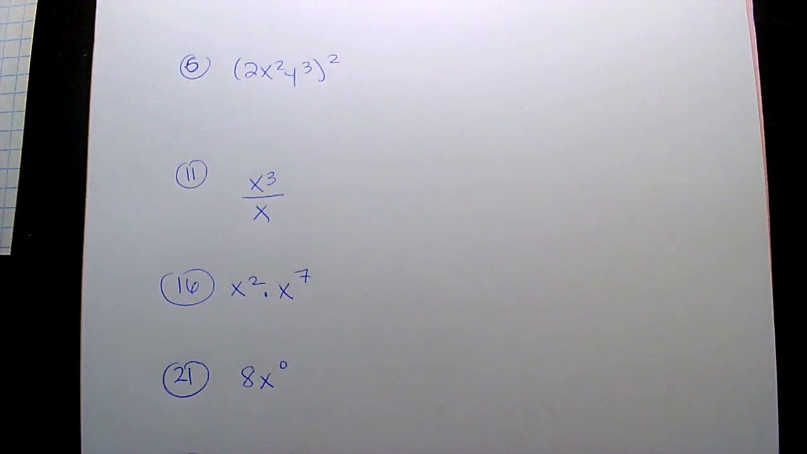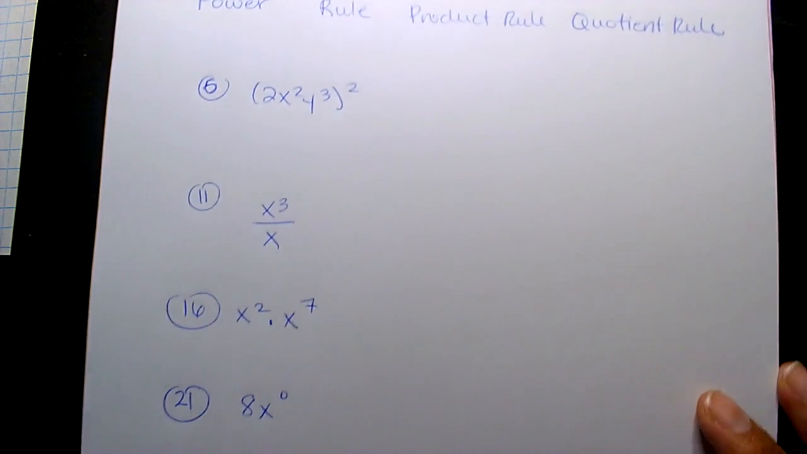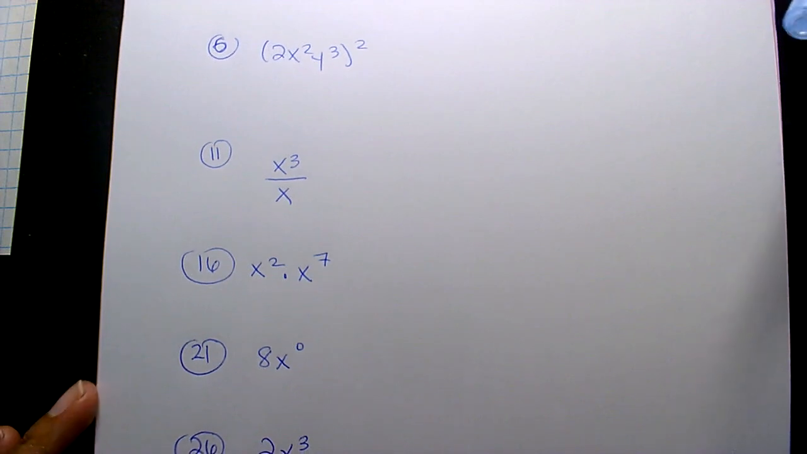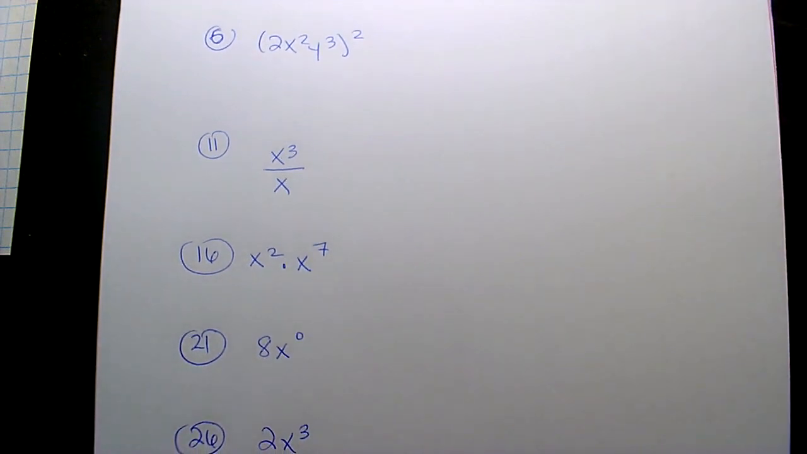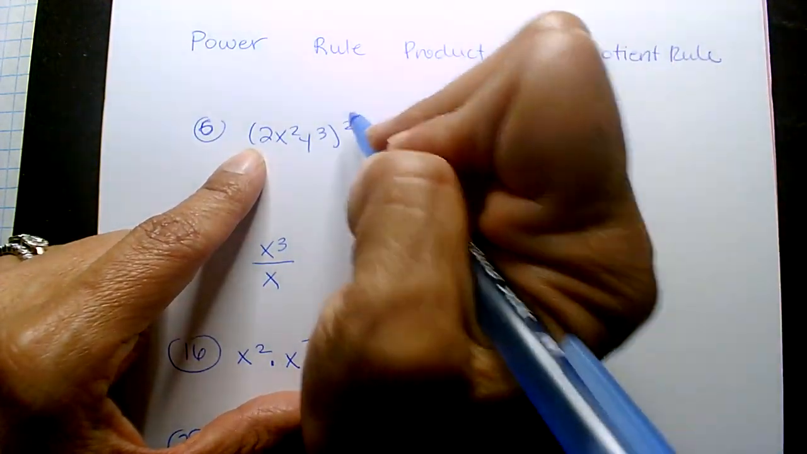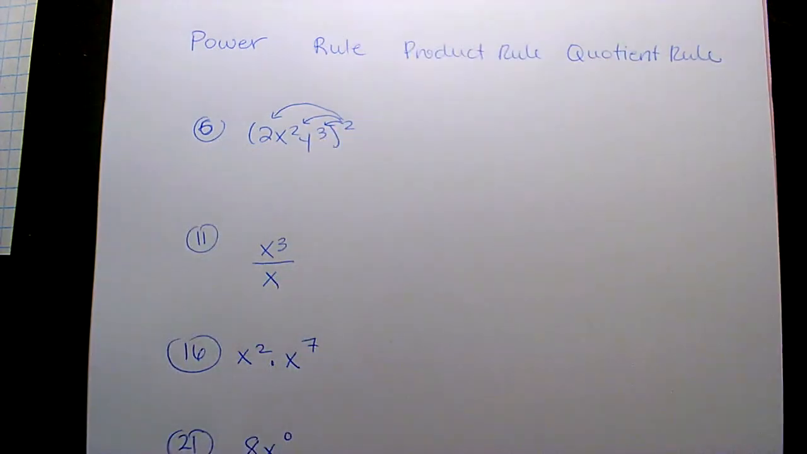Right, you have your power rule, product rule, quotient rule. You guys are good with this because you've done this since middle school. It's just now it might get more complicated, but you're going to recognize these. Okay, so number 6, this is the product rule. It's essentially the distributive property of exponents.